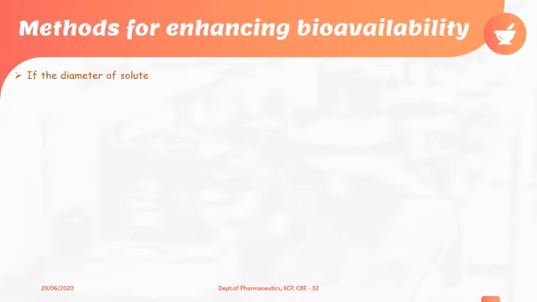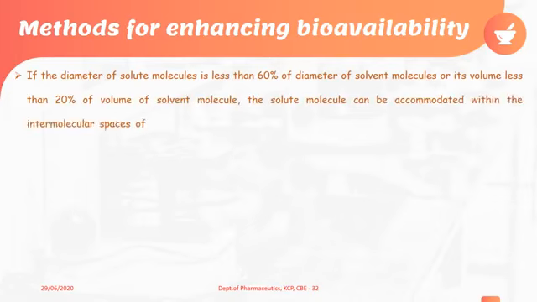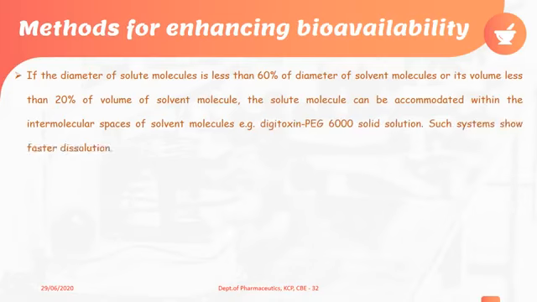If the diameter of the solute molecule is less than 60% of the diameter of the solvent molecule, or if its volume is less than 20% of the volume of the solvent molecule, then the solute molecule can be accommodated within the intermolecular spaces of the solvent molecule. That is the concept. An example is the digitoxin PEG 6000 solid solution, which shows faster dissolution.